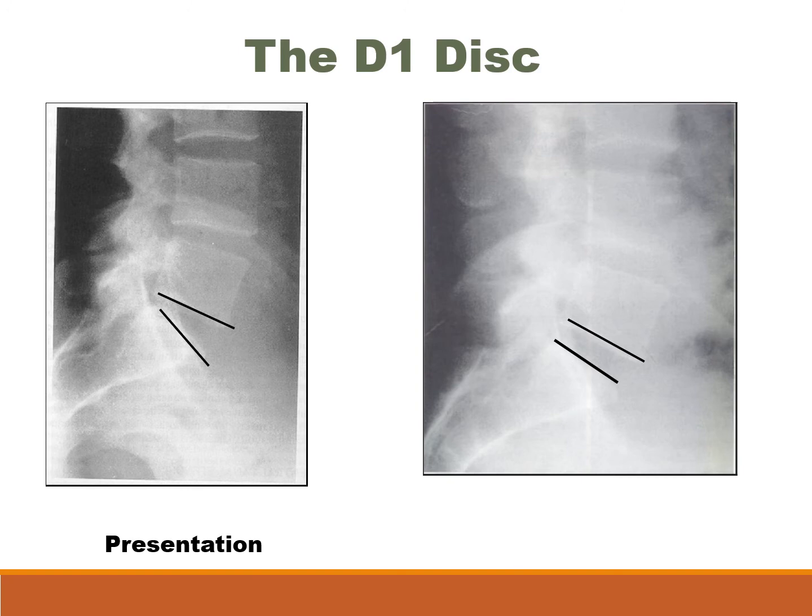What you see here are 2 films. The one on the left, the presentation is what appears typically on a normal lumbar curve, where the discs are slightly narrow at the posterior aspect, helping contribute to the normal lumbar lordosis. The X-ray on the right shows that the L5-S1 disc is swollen and the end plates are parallel. And this is the typical presentation of a D1 disc with a patient with acute lower back.